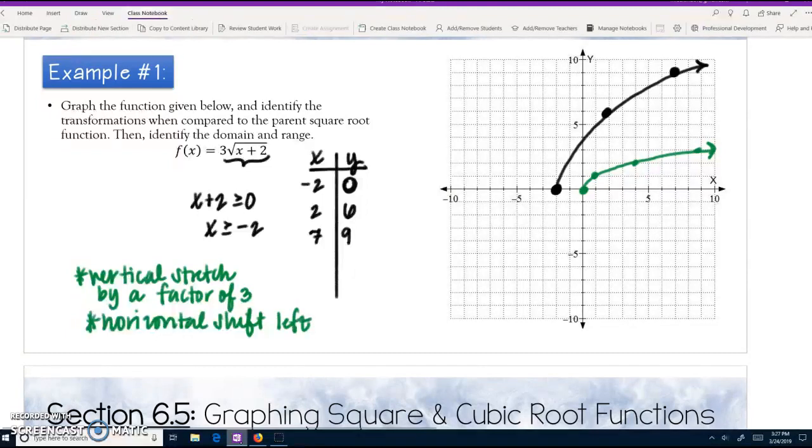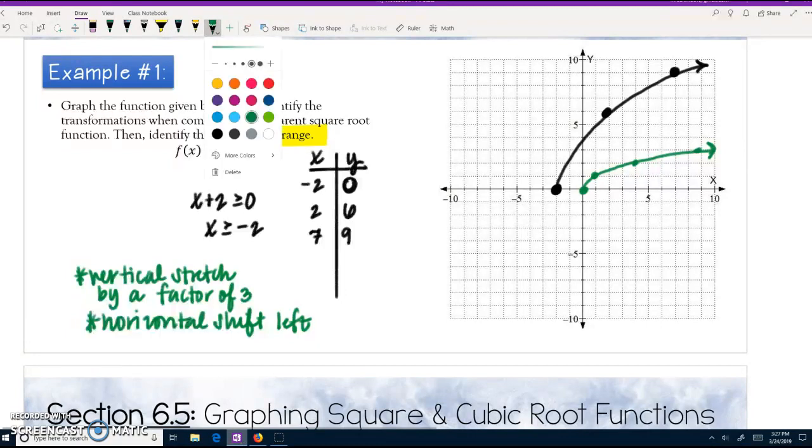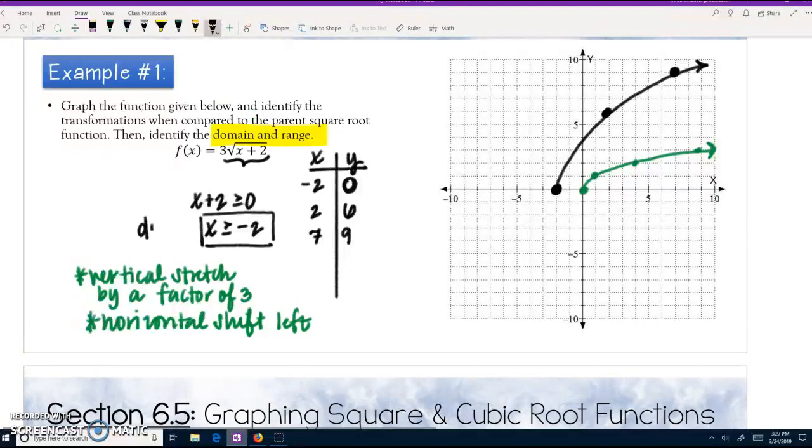The last thing this problem asks us to do is to identify the domain and range. So along the way here, we actually already identified the domain. The domain is that your x values start at -2 and then get bigger from there. So my domain is that x needs to be greater than or equal to -2. And you can think about that graphically, because this is where your x values begin, is at x equals -2. Or you can think about that algebraically, because in order for this square root to be 0 or larger, this x value needs to be -2.